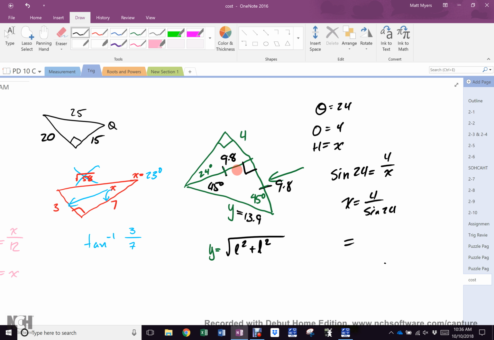Does vertex mean from here to here? Of course it does. Okay. Vertex is the corner of an angle.